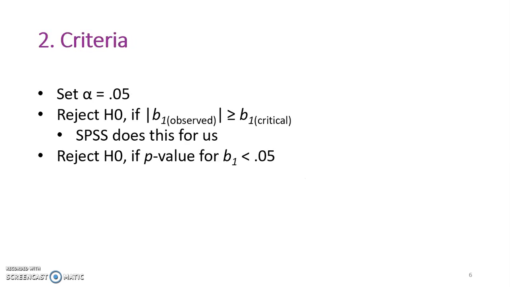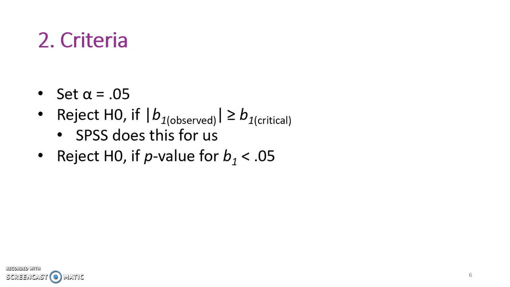Now, step 2 has traditionally been to state the criteria, and this is where we've talked about the rejection rule. Now, when we were computing statistics by hand, we had to go in and look up tables for critical values, but really for the criteria, when we're conducting linear regression, we're really just going to be using a software program. So we needed to know what our alpha level is, but really all of the software programs, SPSS and R, do this for us.